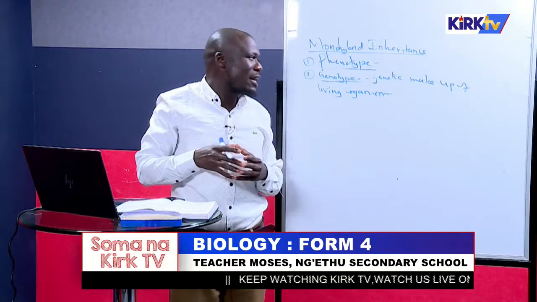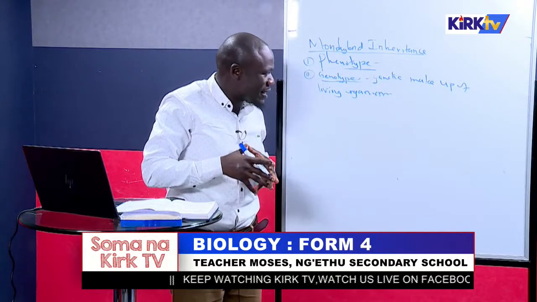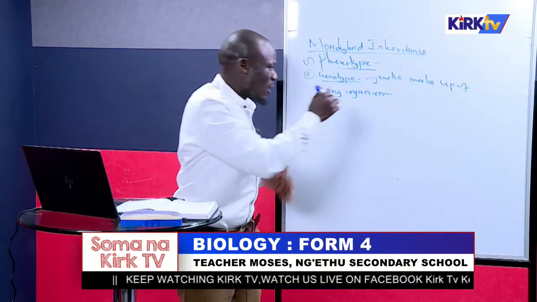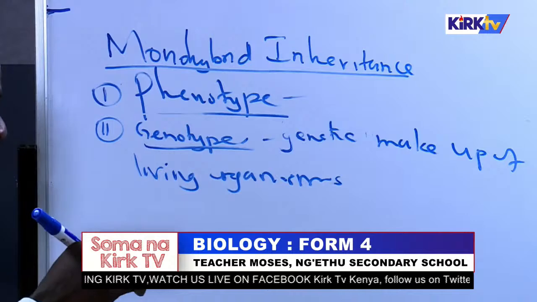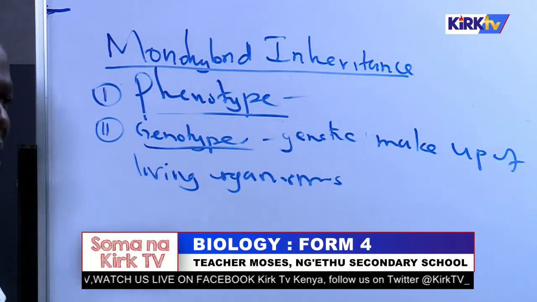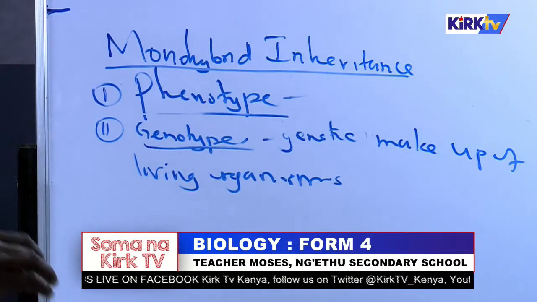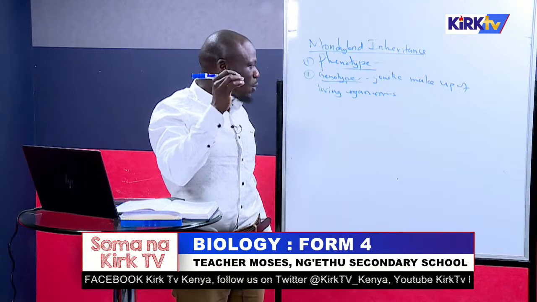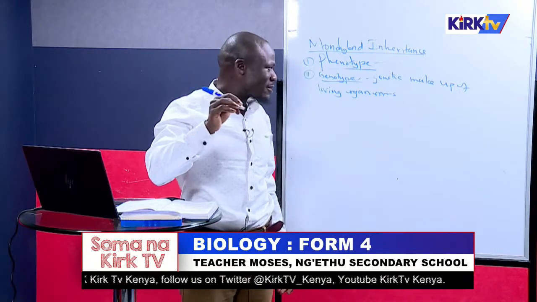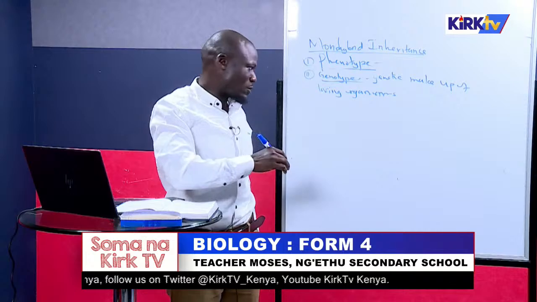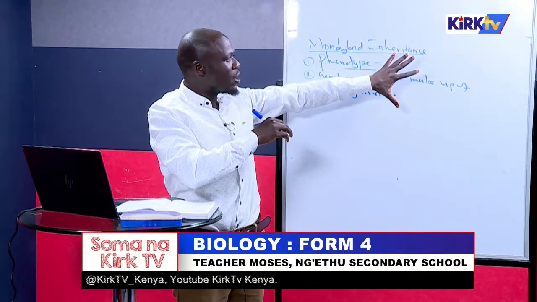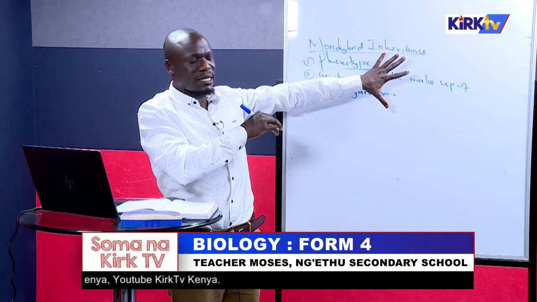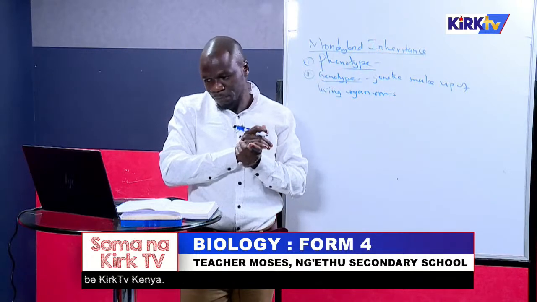And this genotype, which is the genetic makeup of living organisms, is always presented in pairs. It is the one that is controlling the characteristics of living organisms, and must be presented in pairs. We are going to see that when we do the genetic crosses and the rest.